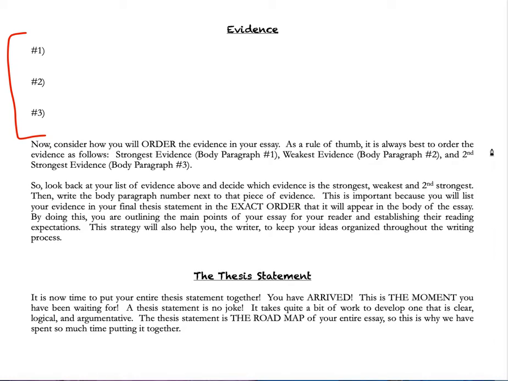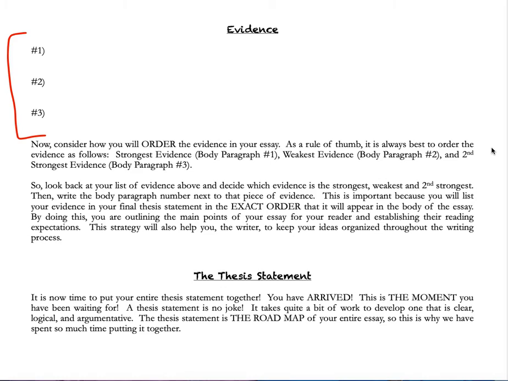Now, after you have written down these pieces of evidence, consider how you will order this evidence in your essay. As a rule of thumb, it is always best to order the evidence as follows. Your strongest evidence is in body paragraph 1. Your weakest evidence is in body paragraph number 2, and your second strongest evidence is in paragraph number 3. You start and end with strength. So, look back at your list of evidence above and decide which evidence is the strongest, weakest, and second strongest. Then, write the body paragraph number next to that piece of evidence.